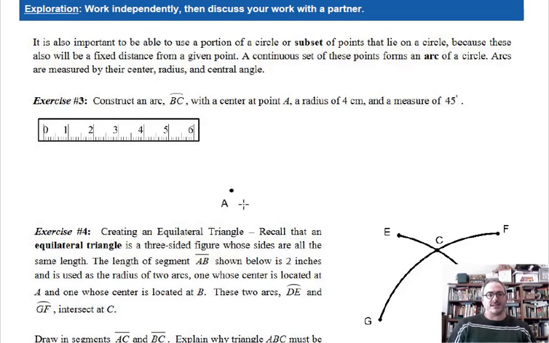So exercise 3 is to construct arc BC with center point A. Okay, this is going to be really hard for me to do without an electronic device, without an actual compass, but let me try this. I'm going to pick out a measure of 0.45. There we go, I have two measures of 0.45.